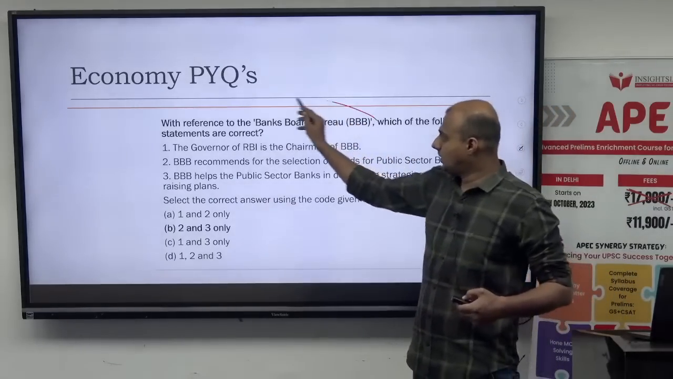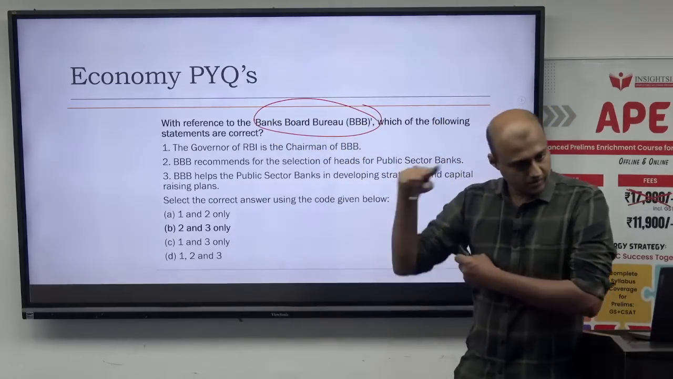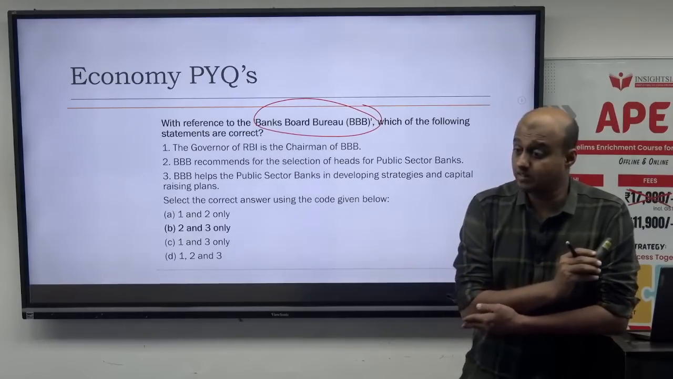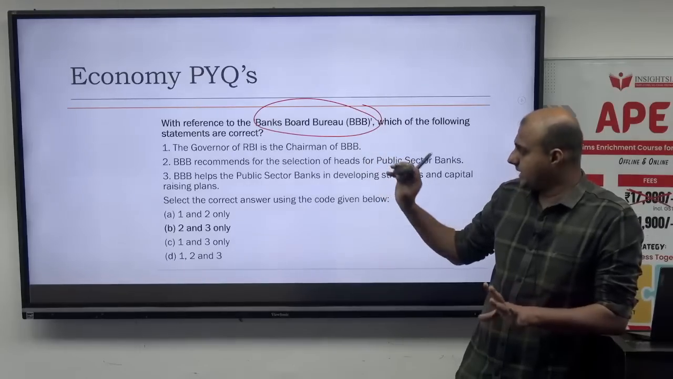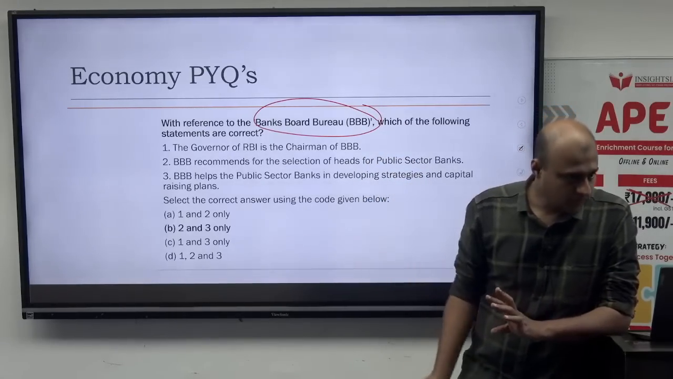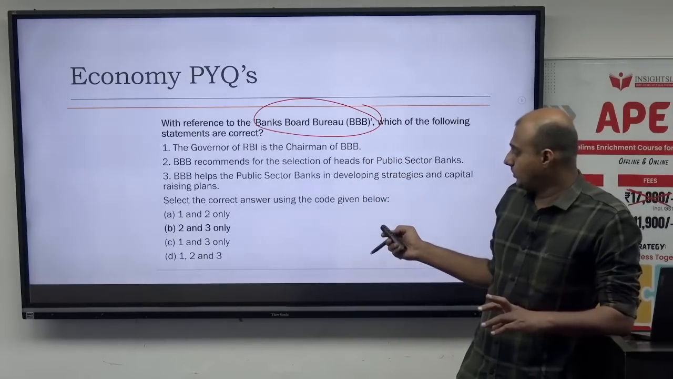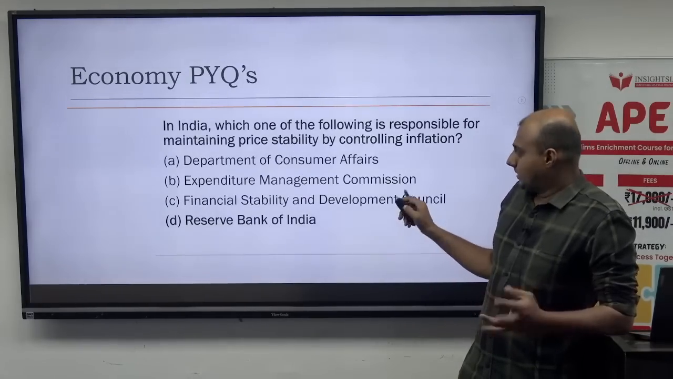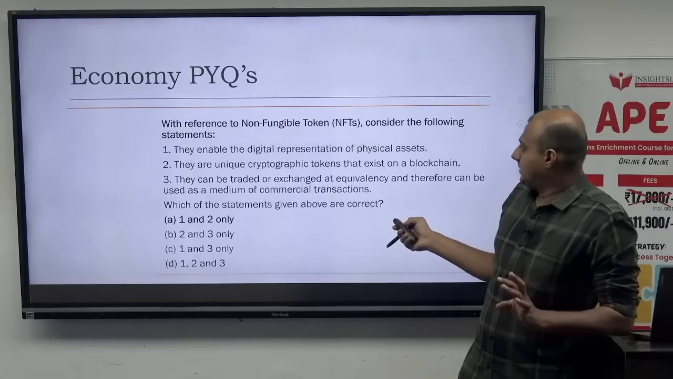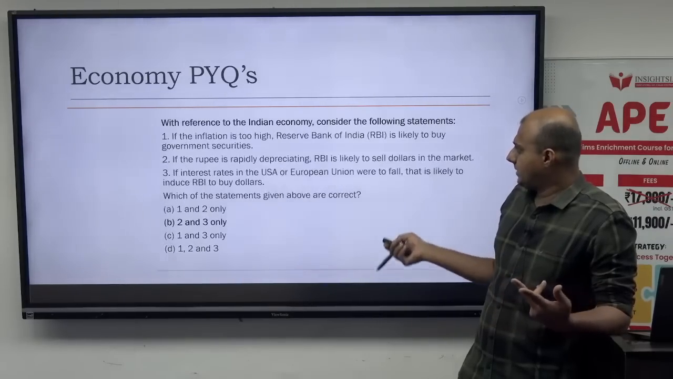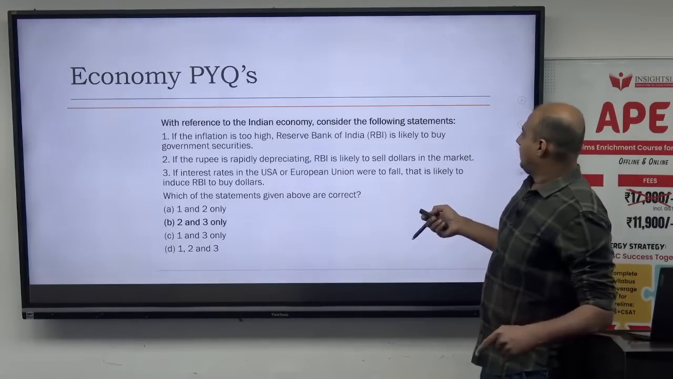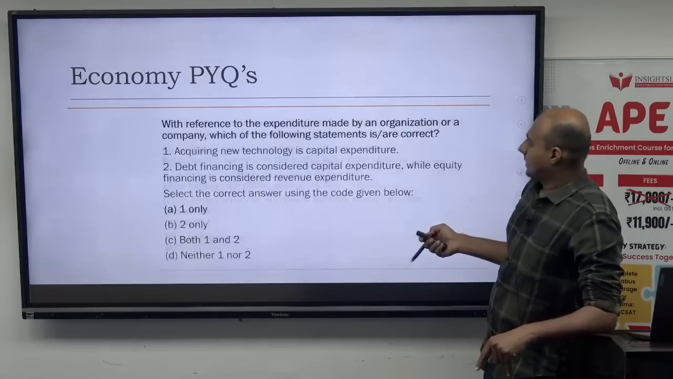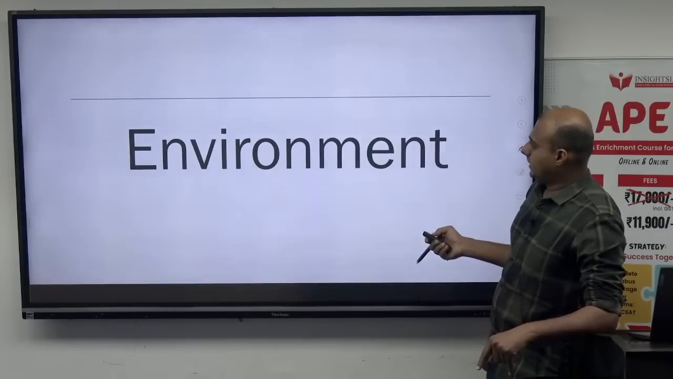Bank Boards Bureau. Imagine, because of the bank issue, NPA issue, all those things, they had created this Bank Boards Bureau. So about that they asked in detail: what do you mean by this Bank Boards Bureau? Convertible bonds, okay, this is typical, very easy. Non-fungible tokens, again current affairs related. Economy, a lot of issues will be there. I will not get into details.